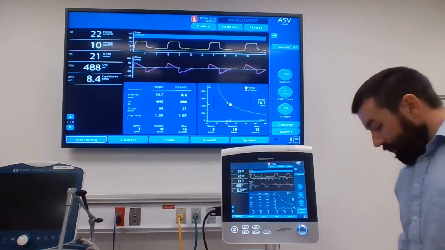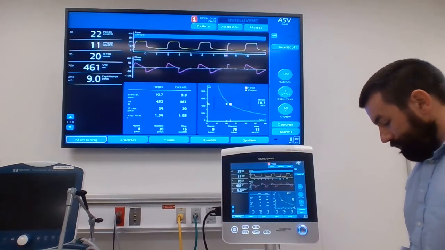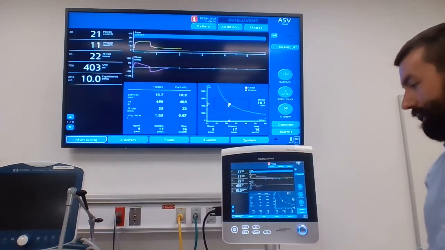Okay. So let's take a look and see what happens as this patient starts actively breathing. So you can see these breaths are triggered. All right, we see the little purple icon here.